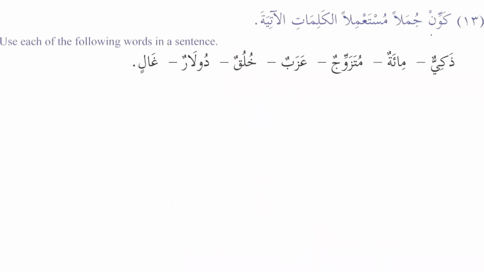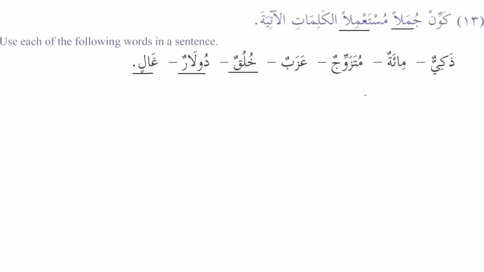Make sentences by using the following words. So use each of the following words in a sentence. We have the first one, dhakiyun, that means intelligent. Miyatun, 100. Mutazawijun, married. Azabun, single or unmarried. Khuluqun, someone who possesses good manners, well-mannered. Dularun, dollars. And ghalin, expensive.